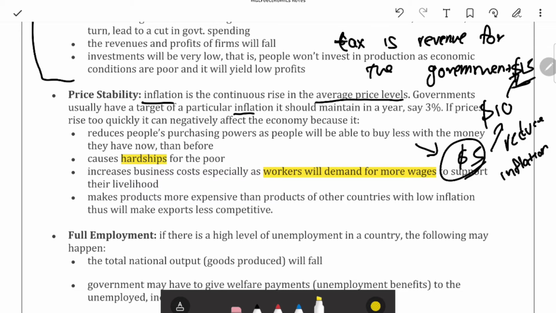Basically, exports are stuff that are made within the economy and we're selling it to other people. So we're exporting it from our country. But because there's high prices in our own country, why would someone want to buy from our country if it's so expensive? Okay, so the exports will be less competitive.